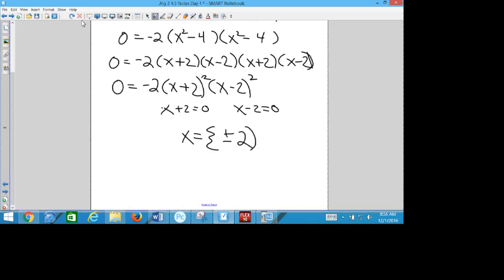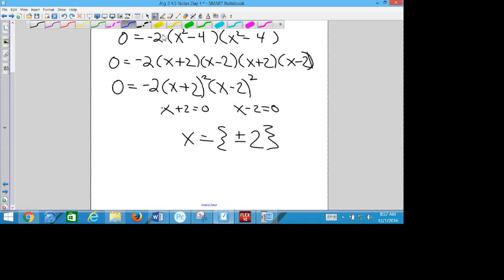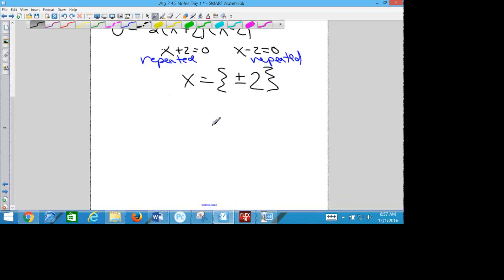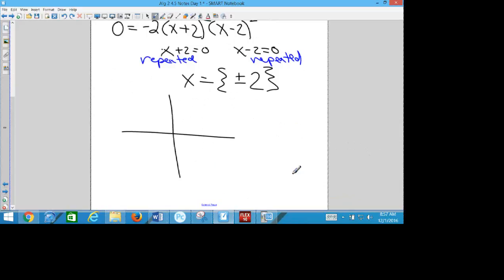So we have repeated solutions. Both of these are repeated. And it says to sketch a graph. The accuracy of the graph just needs to have the x-intercepts and the y-intercepts on it. That's what I'm looking for, the accuracy when you do your sketching. So I know that my x-intercepts are at -2 and +2. I haven't found my y-intercept yet.